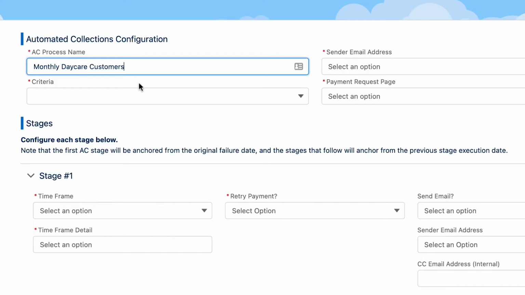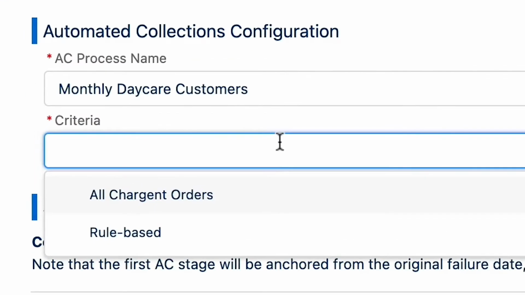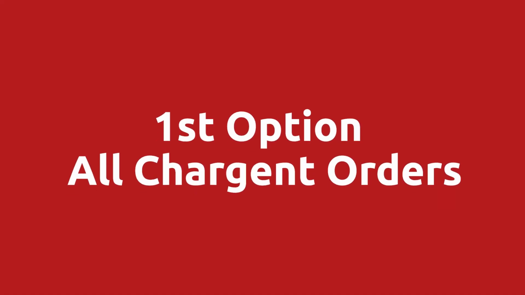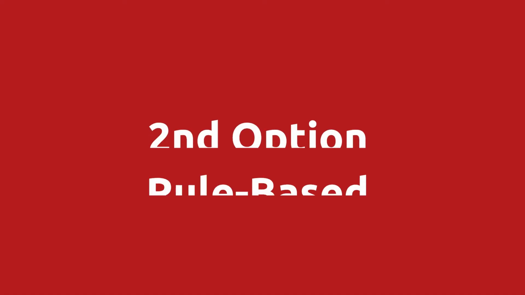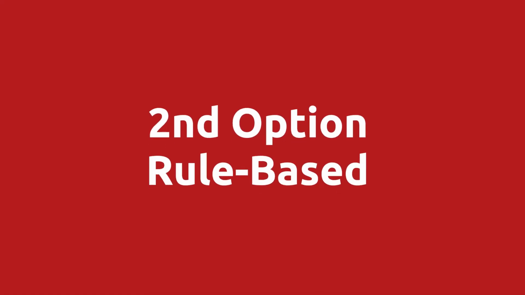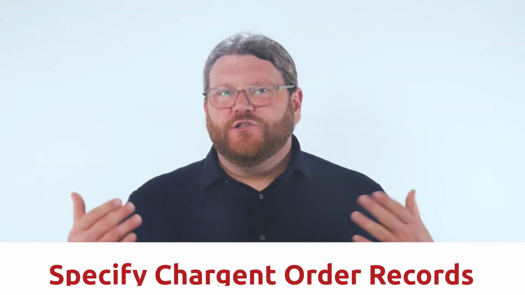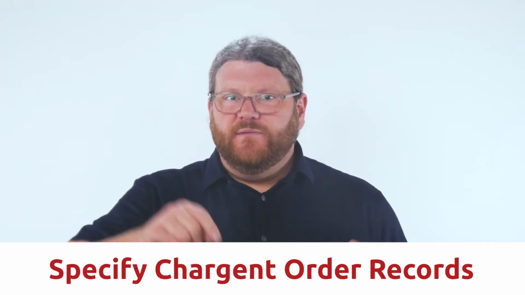Back in the Automated Collections app, in the Criteria field, we have a couple of options: All Chargent orders or rule-based. The first option is pretty self-explanatory, right? It's just going to apply to every Chargent order record in your entire org. The second option, rule-based, allows us to specify which Chargent order records this AC process will apply to. And that's the option we want.